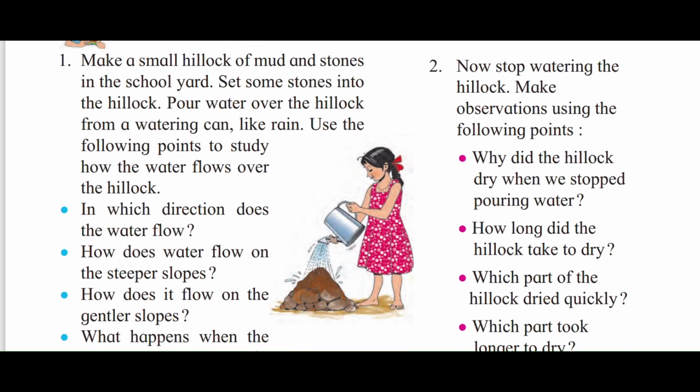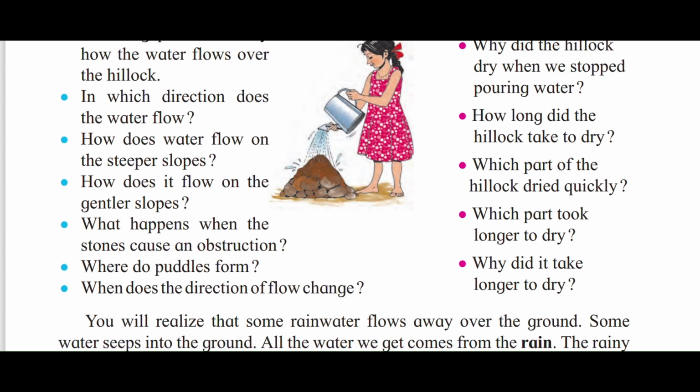Now, the second step is to stop watering the hillock. Make observations using the following points. Why did the hillock dry when we stopped pouring water? How long did the hillock take to dry? Which part of the hillock dried quickly? Which part took longer to dry? Why did it take longer to dry?